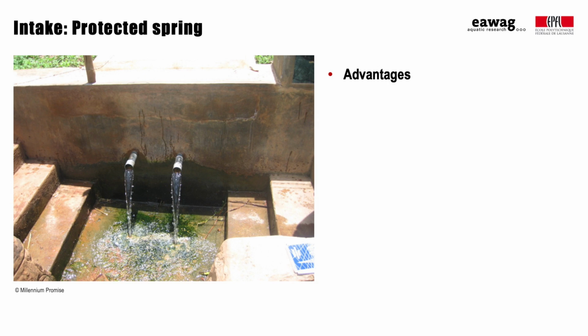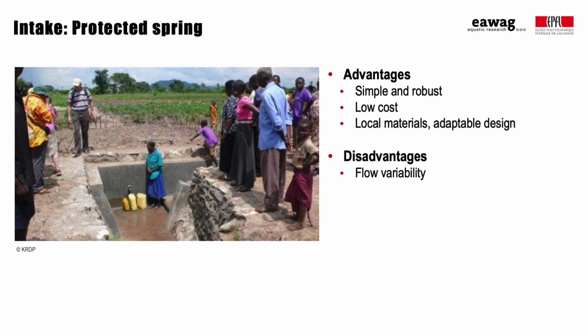Looking at the advantages and disadvantages of this technology, spring intakes are simple and robust, but also low cost compared to other intake technologies. It can be constructed from local materials and has a highly adaptable design. However, there may be water flow variability depending on the type of spring, and it may not always be sufficient to meet water users' needs throughout the year. In addition, this intake technology may be prone to erosion issues as it is usually located on a slope.